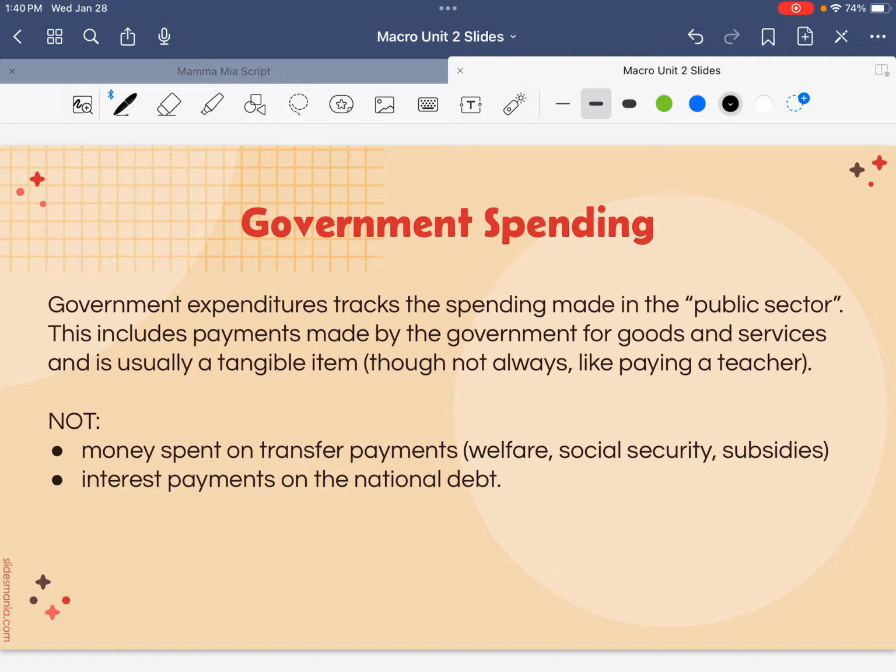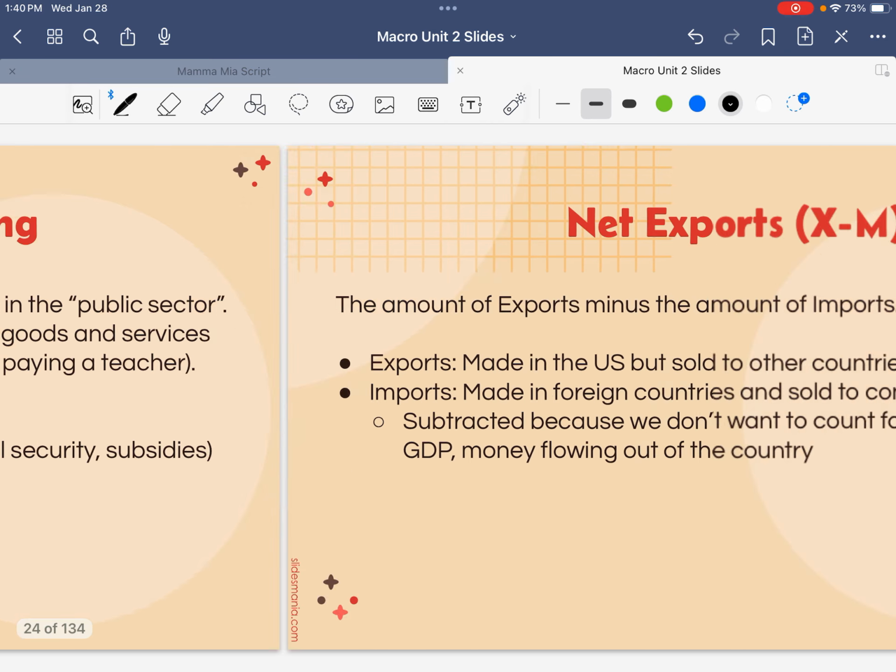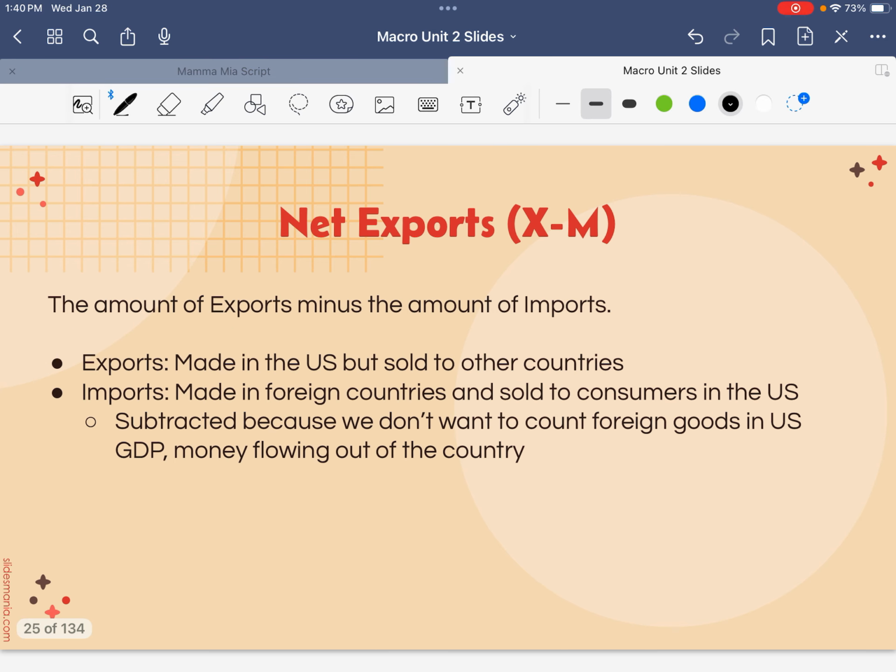Interest payments on the national debt is the one thing on this slide I haven't covered. Our debt is massive. I'll show it to you guys in class. And we have to pay interest on that debt because we have borrowed from other countries, from banks, from U.S. citizens, and the U.S. government has to pay back the loan plus interest. And when they pay back that interest, it doesn't count in the GDP, and it's a massive chunk of money every single year.